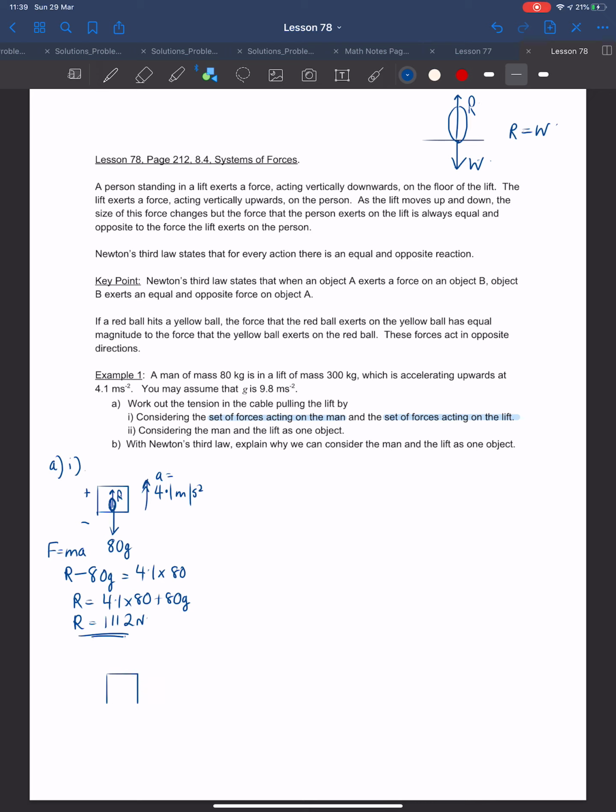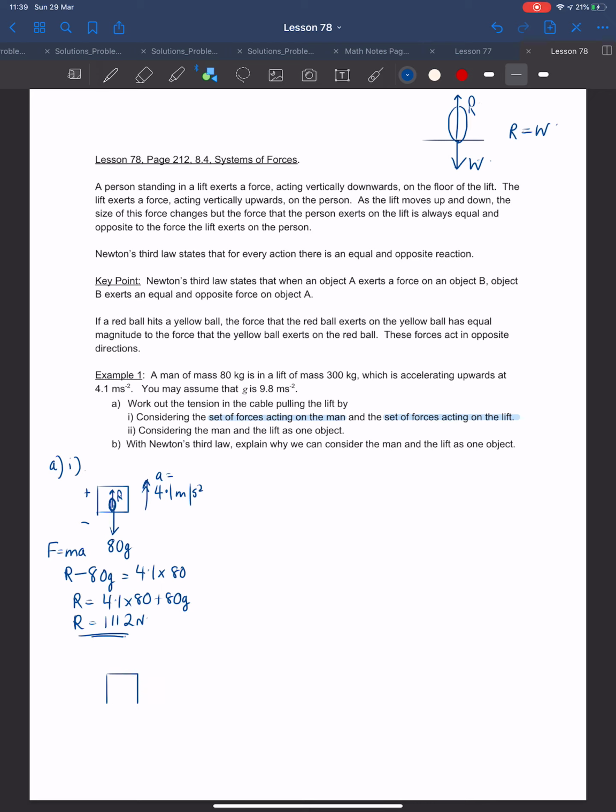Okay, so we have T minus 380g is mass, 380, times acceleration, which is 4.1. So therefore T, which is what we want, the tension in the cord, is 380 times 4.1 plus 380 times 9.8. And T is 5,300 newtons, to two significant figures. If you remember, 9.8 is two significant figures, so we need two significant figures in the answer.